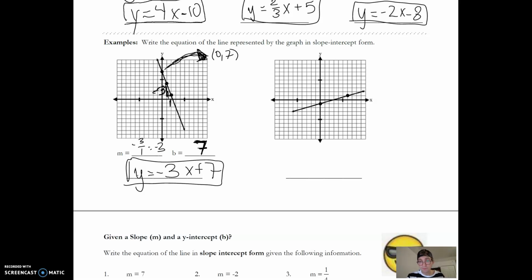Take a moment. Think about that one. If it makes sense, move on to the graph next to it. I'm going to pause, put my answer up so you can check it. You should pause, try the next one.